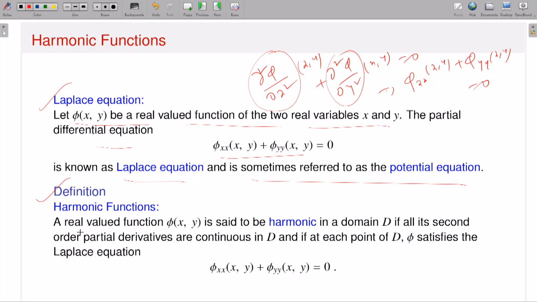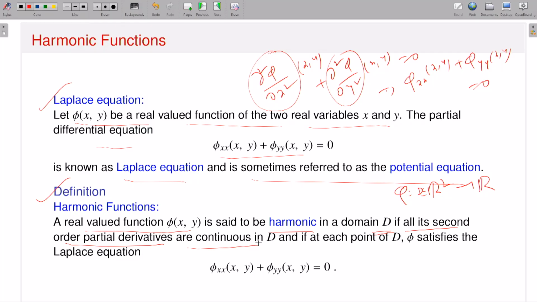A harmonic function says that you start with a real valued function phi, say from R to R, or some domain subset of R to R, is said to be harmonic. As I said, it is in a domain. So phi is a map from maybe D subset of R to R. What are the conditions it should satisfy? You start with a real valued function phi from some domain D subset of R to R if all its second order partial derivatives are continuous.